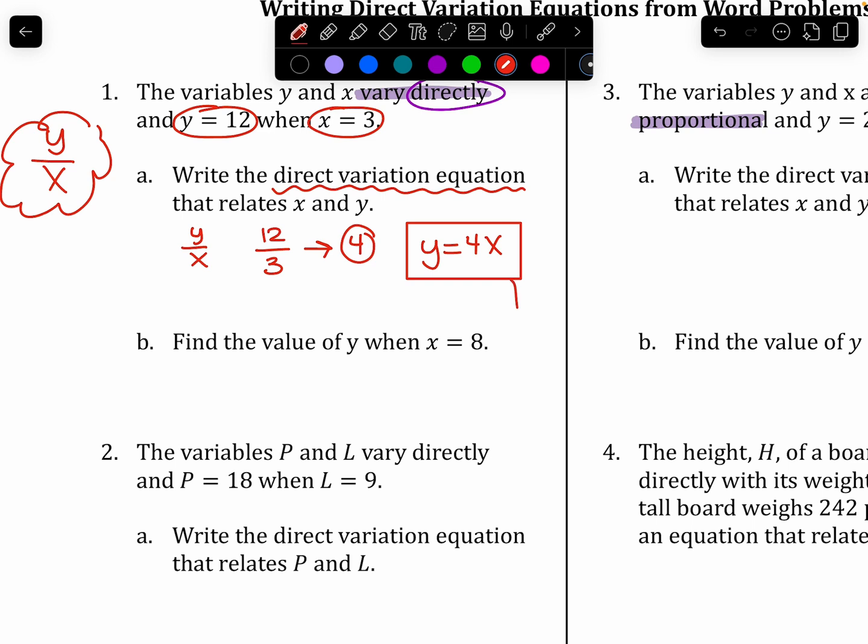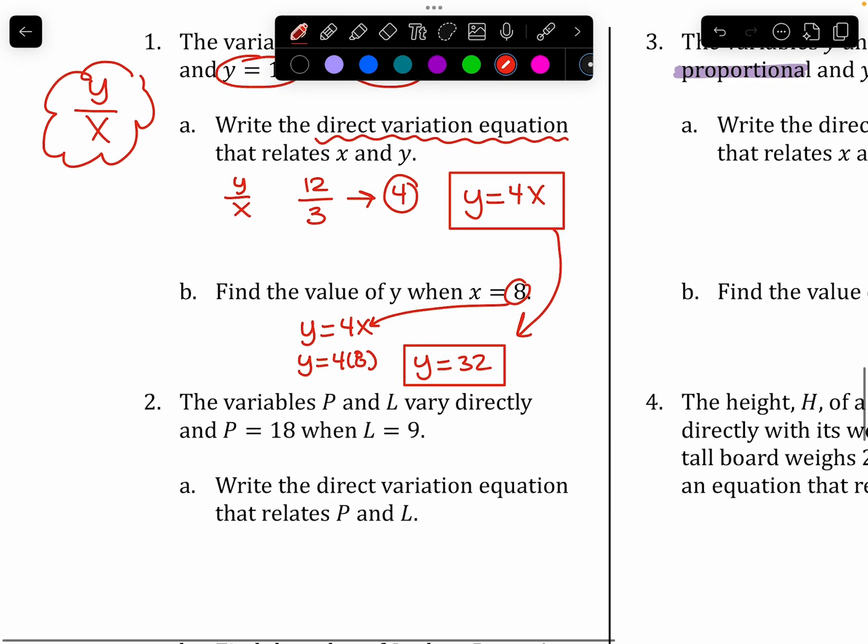Now, I actually don't need to set up a proportion for this. Maybe later, but not right now. And then I'm going to use that equation to help me with part B. It says find the value of y when x equals 8. So if I know that my direct variation equation is y equals 4x, and my x is supposed to be 8, I'm just going to plug that in here. So y equals 4 times 8, and 8 times 4 is 32. So I know that my final answer will be that y is 32.